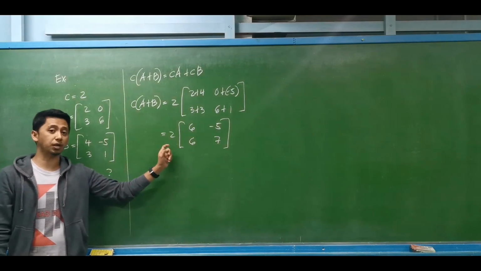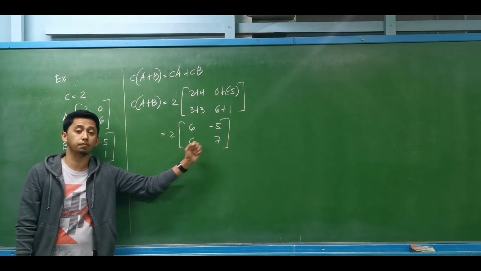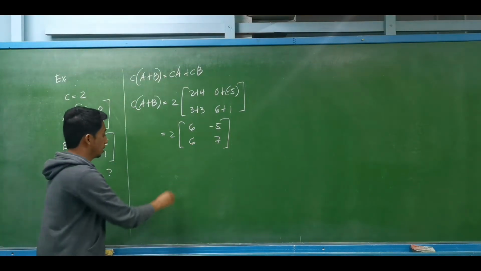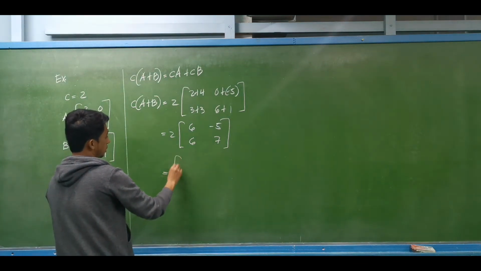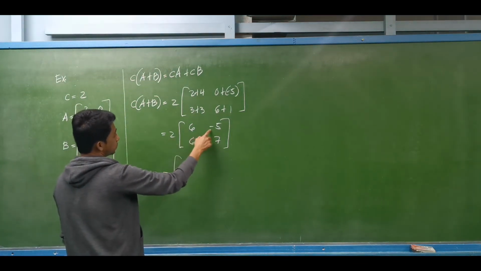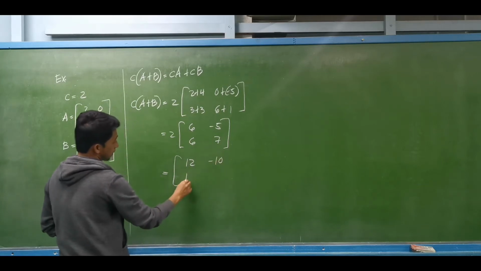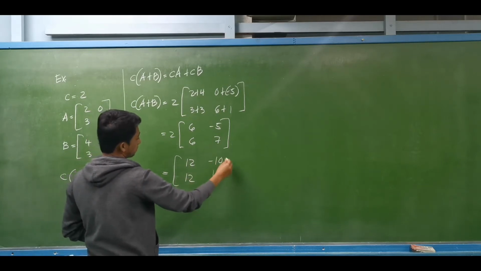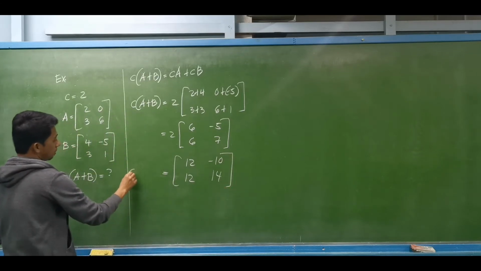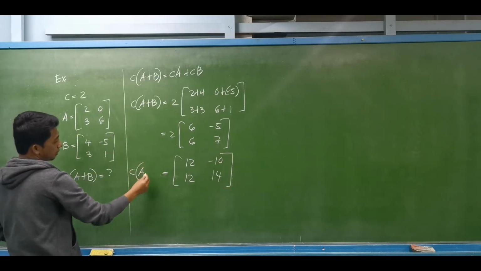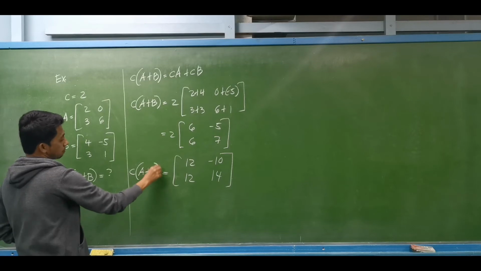Then we multiply the scalar quantity to all elements of the resulting matrix. So this is the same as 2 times 6 is 12, 2 times negative 5 is negative 10, positive 12 and positive 14. So this will be the equivalent of C multiplied by the quantity matrix A plus matrix B.